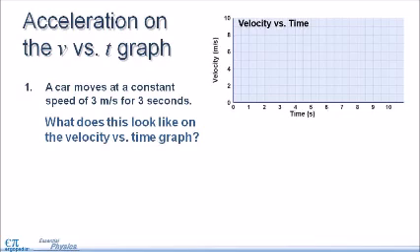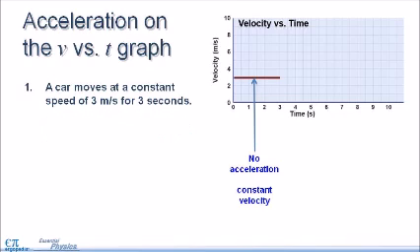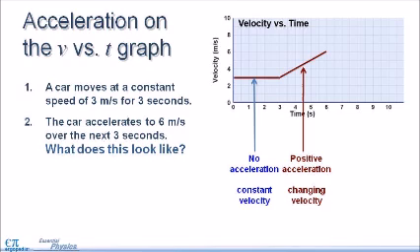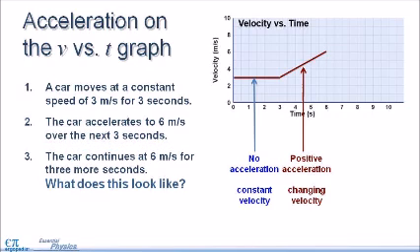Acceleration on the velocity versus time graph. 1. A car at a constant speed of 3 meters per second for 3 seconds. What does this look like on the velocity versus time graph? It looks like no acceleration at constant velocity. 2. The car accelerates to 6 meters per second over the next 3 seconds. What does this look like? It looks like positive acceleration at changing velocity.